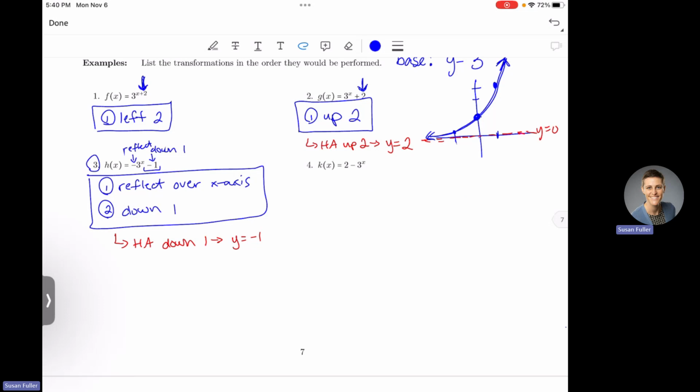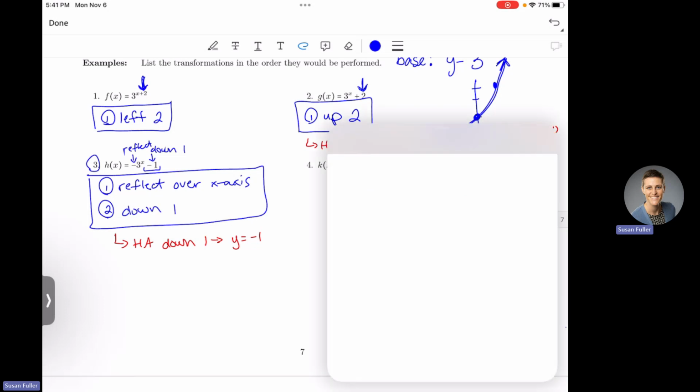Okay, and then number 4. K of x equals 2 minus 3 to the x. Now, if I keep it in its current form, this can be kind of difficult for our brain to sift through. So I'm going to rewrite this and put my exponential function first and any addition or subtraction to the end. So this negative is attached to that 3 to the x. It's attached out front. So I'm going to write that first. I'm going to have -3 to the x.